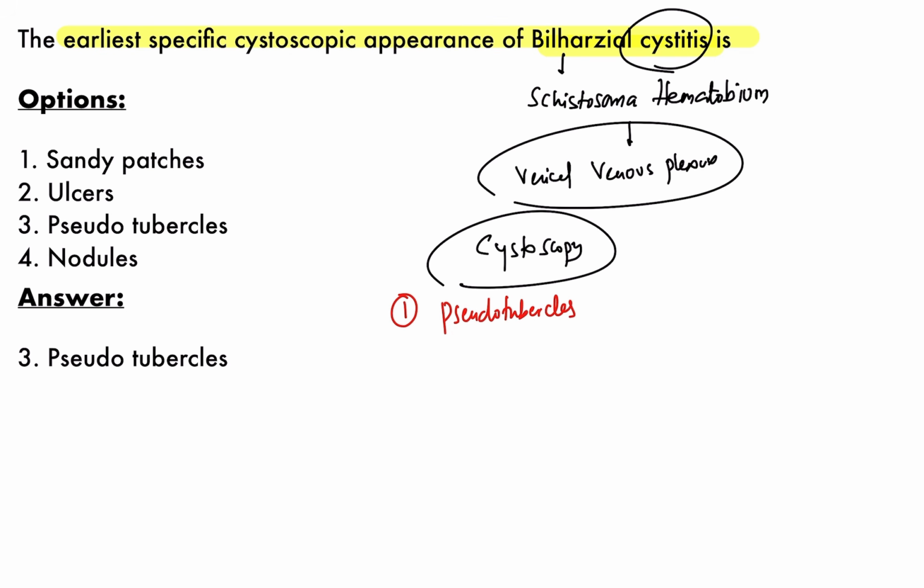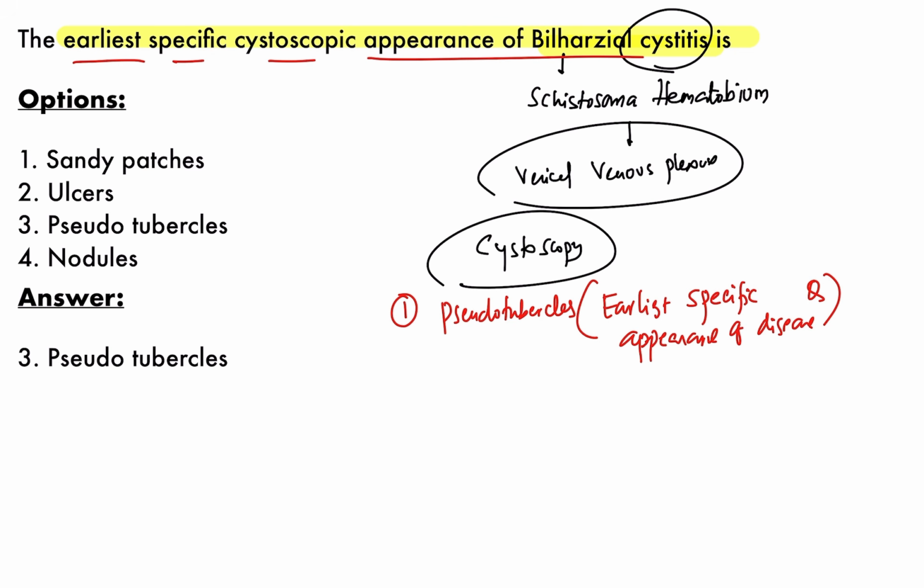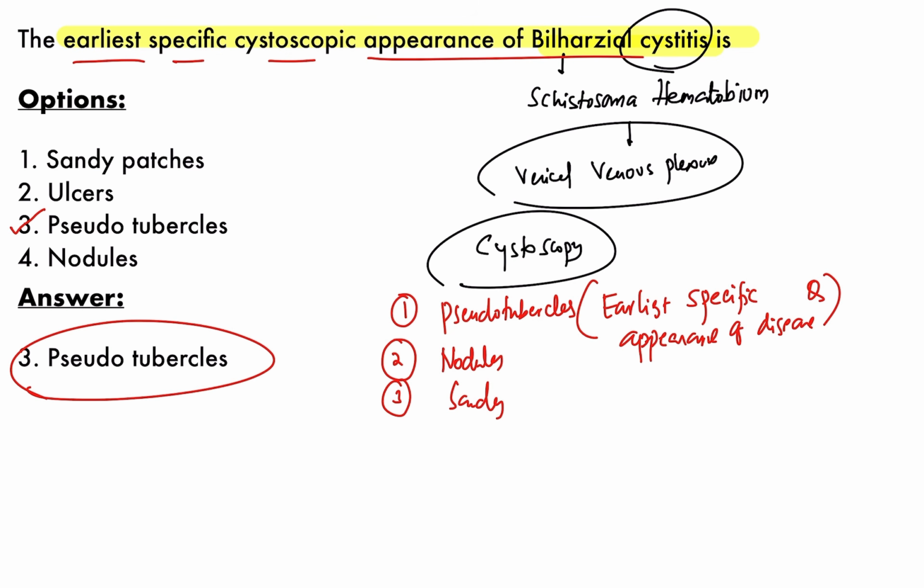So these pseudotubercles are the earliest specific appearance of the disease. This is the question that they're asking: what is the earliest specific cystoscopic appearance of bilharzia? It's given in Bailey and Love that it is pseudotubercles. The correct answer is answer C. Apart from this, you will also see nodules. You will also see sandy patches. You will also see ulceration in cystoscopy. You will also see fibrosis in cystoscopy.